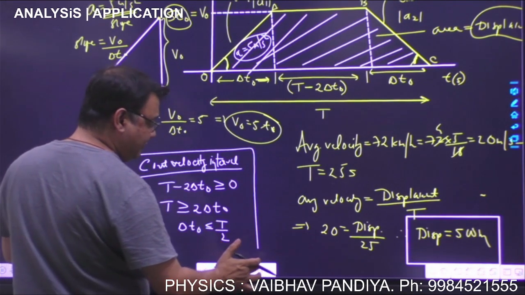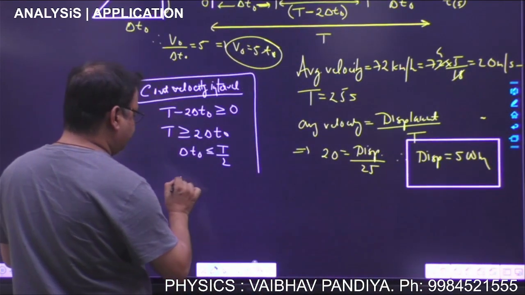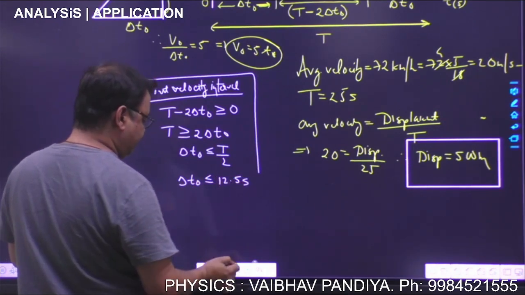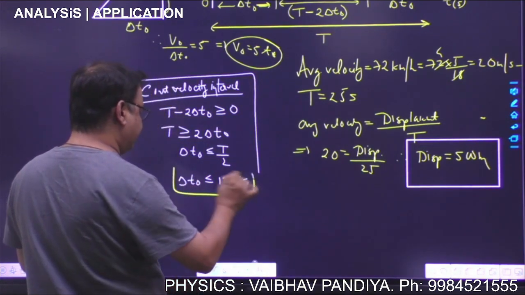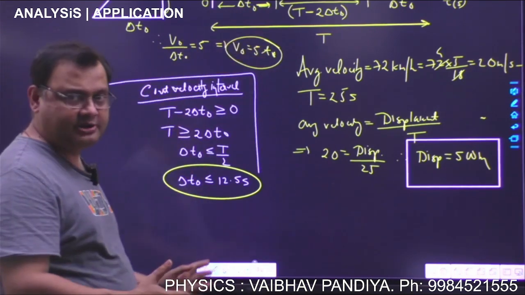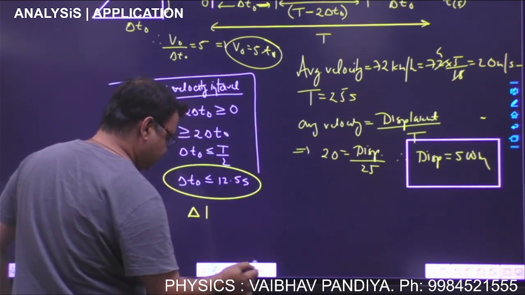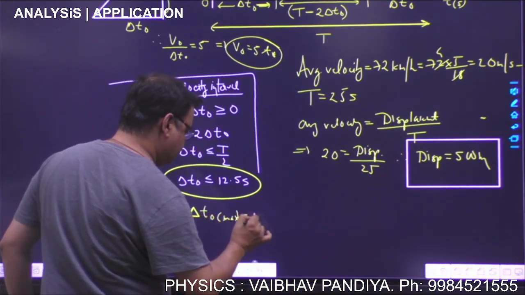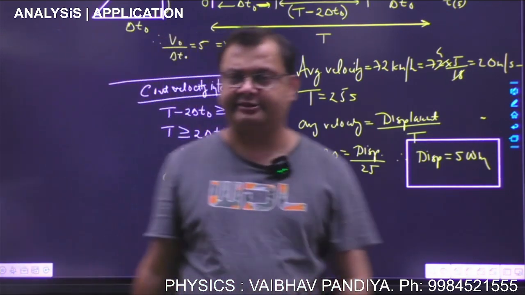So you are getting a maximum value of delta t naught which is physically acceptable. T is given as how much? 25 seconds. So delta t naught must be less than 25 by 2, that is 12.5 seconds. So we cannot have any value of delta t naught exceeding 12.5 seconds, because if it exceeds 12.5 seconds, then this interval will come out negative, and the time interval can never be negative, time flows forward. So the maximum value of delta t naught is how much? 12.5 seconds. Any value above 12.5 seconds will not be physically acceptable.